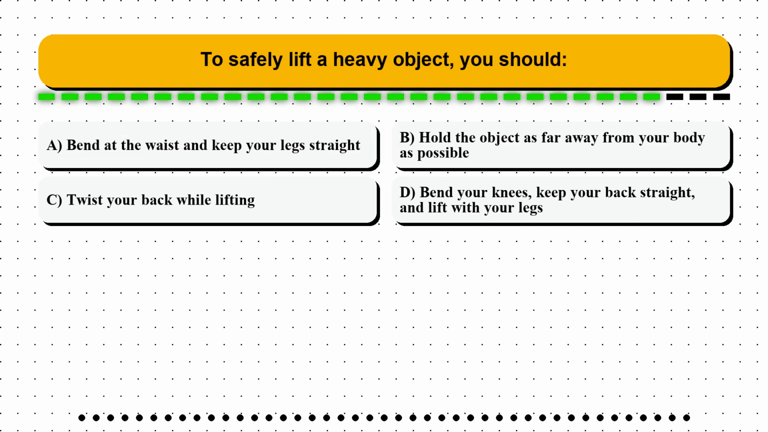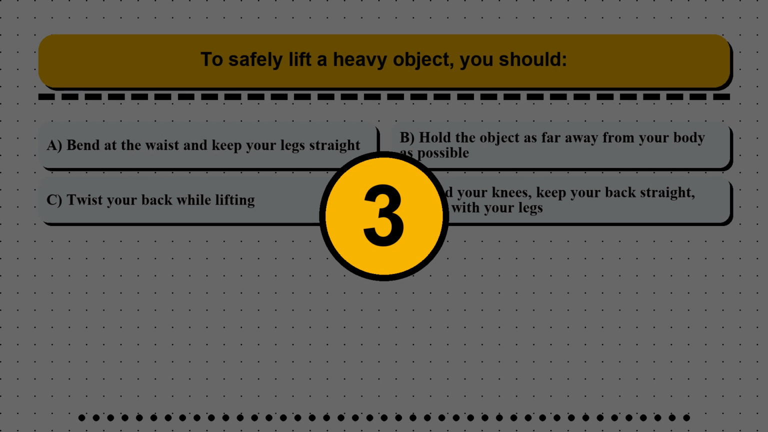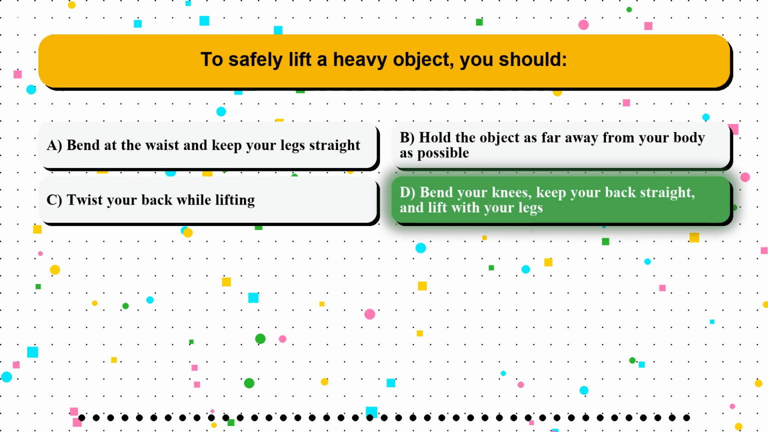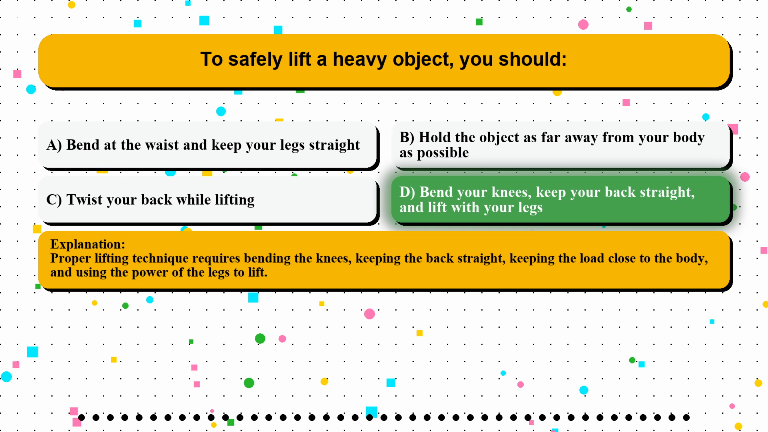Question 30. To safely lift a heavy object, you should: Option A, bend at the waist and keep your legs straight. Option B, hold the object as far away from your body as possible. Option C, twist your back while lifting. Option D, bend your knees, keep your back straight, and lift with your legs. The correct answer is option D. Proper lifting technique requires bending the knees, keeping the back straight, keeping the load close to the body, and using the power of the legs to lift.